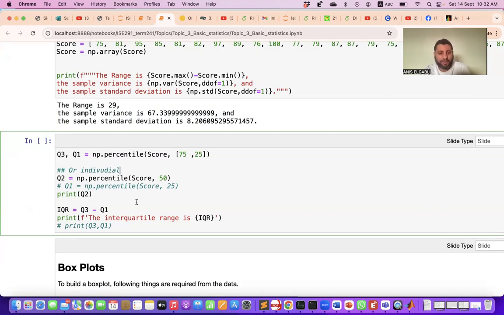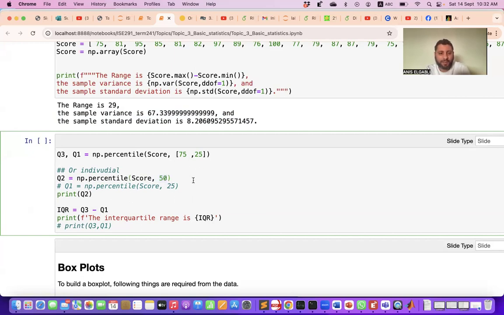Then we compute the difference between them. I added this line here to show that you can retrieve any percentile you want. If you are interested in just one percentile, you don't need to pass it inside brackets. So here, for example, I want to retrieve the 50th percentile, which is the median, right?